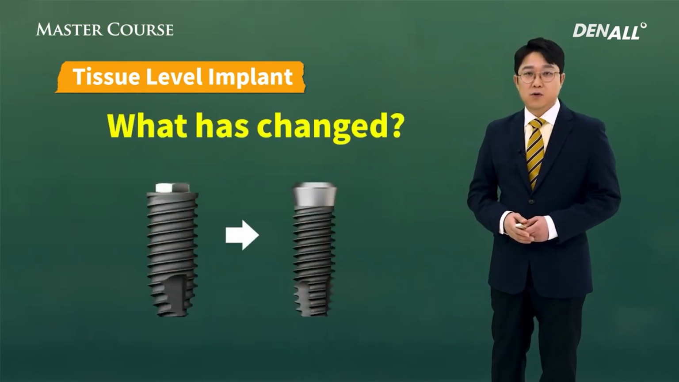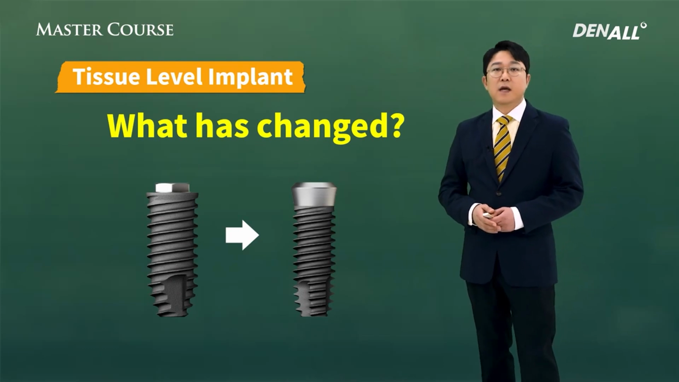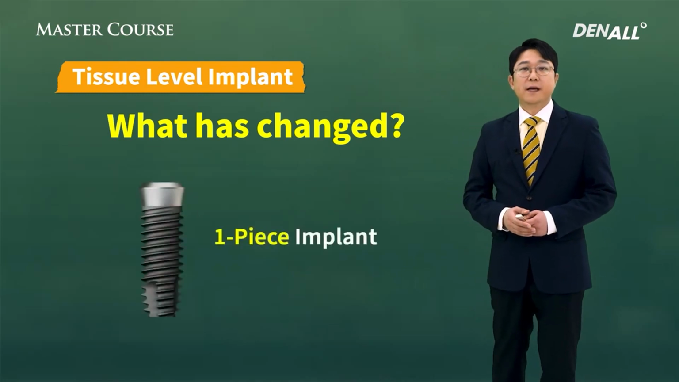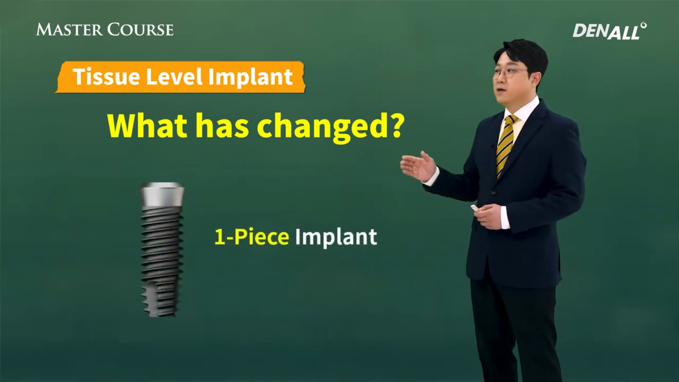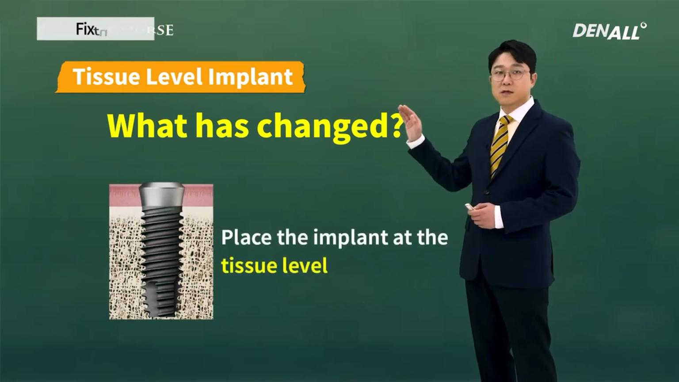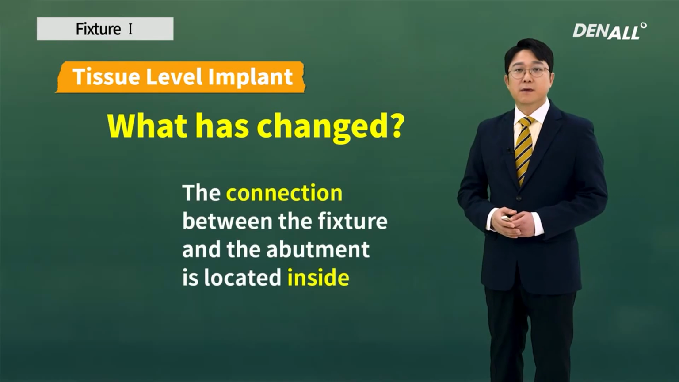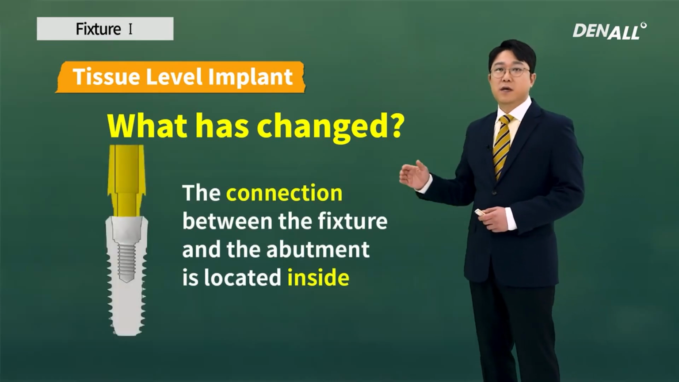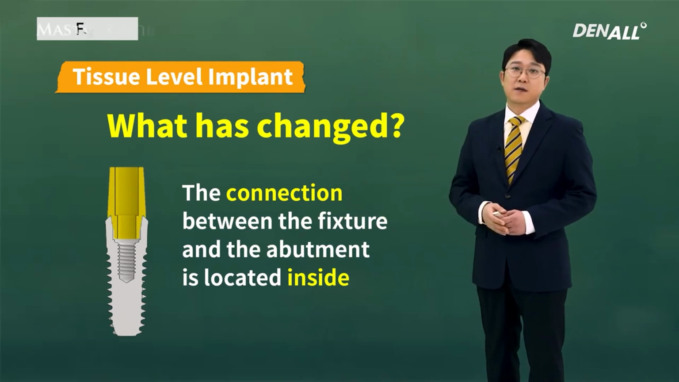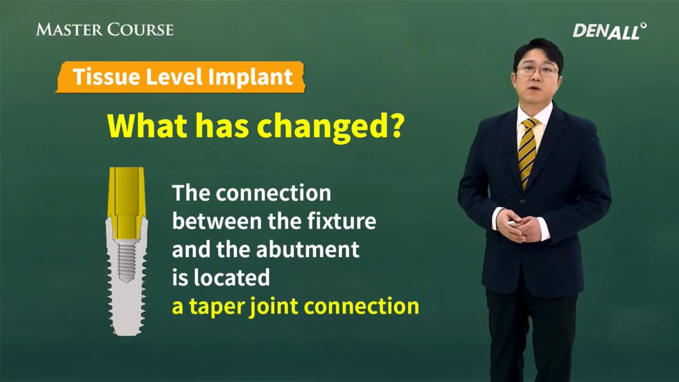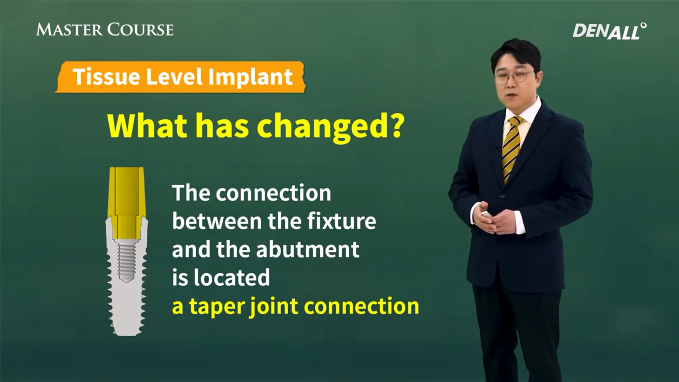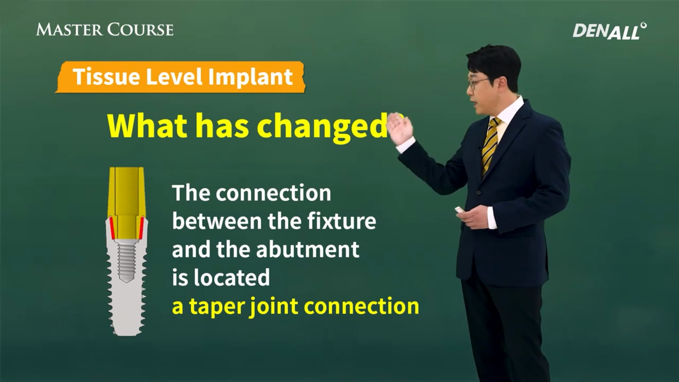Then what has changed? Broadly, 4 things can be discussed. First, one-piece implant. Second, the implant is placed at the tissue level, the gingival level. Third, the connection between the fixture and the abutment is located inside of the fixture. 4, the connection between the fixture and the abutment is tapered.